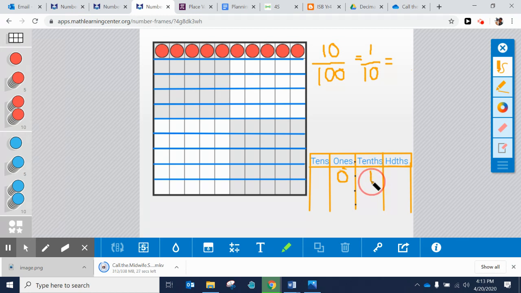Now, here's the thing. You can decide whether you put a 0 there, because you could say it's 0.1, or you could say it's 0.10, because you can either say 10 hundredths or 1 tenth. Most people, though, would just leave the 0 and just say 0.1. So let's have a look at what happens when we add some more hundredths. Let's add 5 more hundredths. So now we've got 15 hundredths.